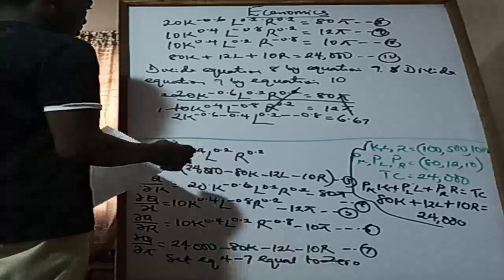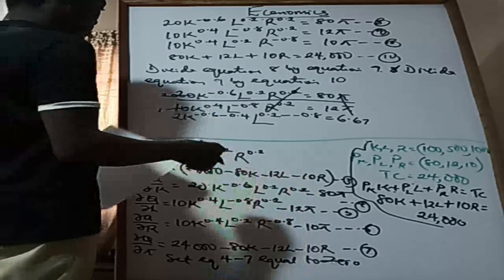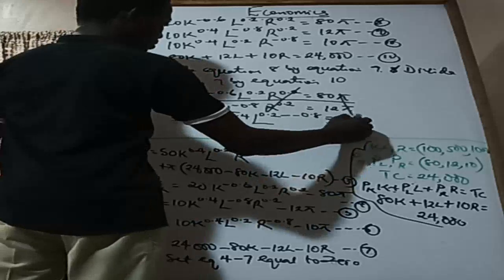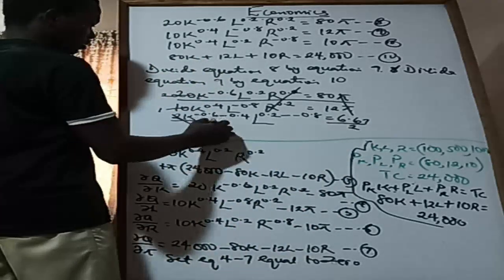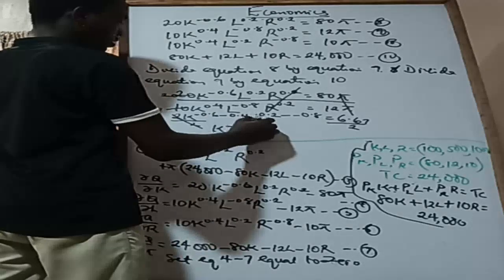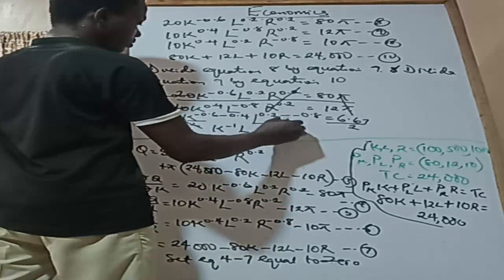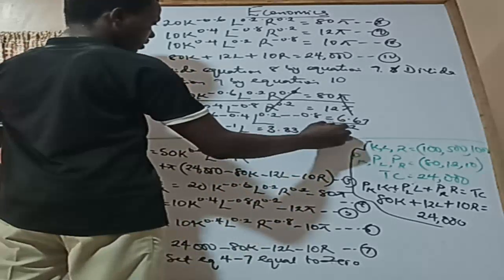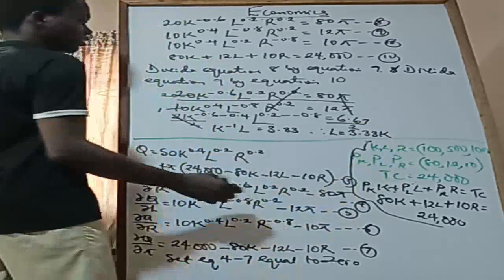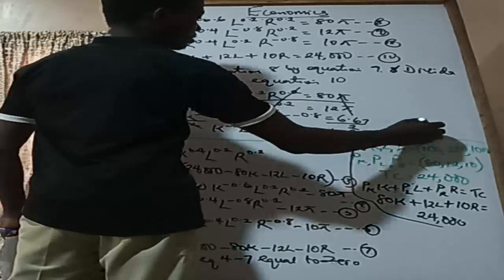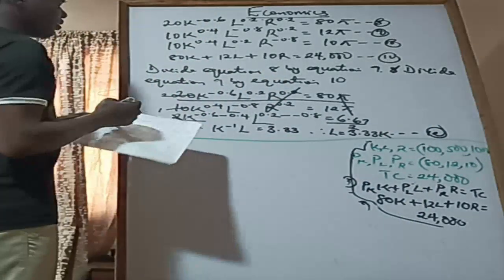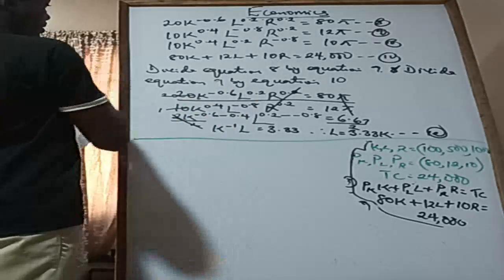6.67. Okay, so from here, I can just divide by 2. If I divide all of this by 2, this goes out. Then my k, minus 0.6 minus 0.4, is minus 1. L equals 3.33k. So I can keep this somewhere. This is equation 12.